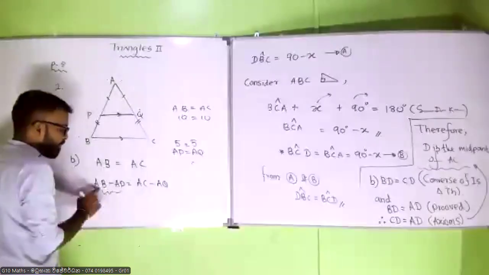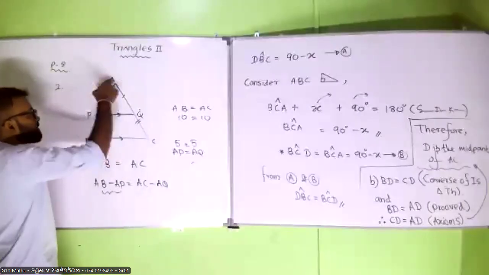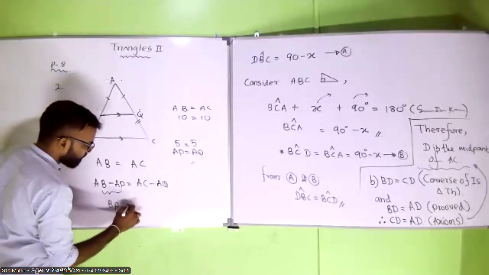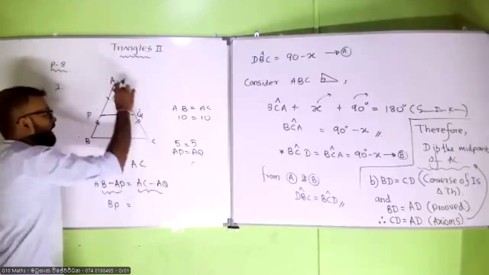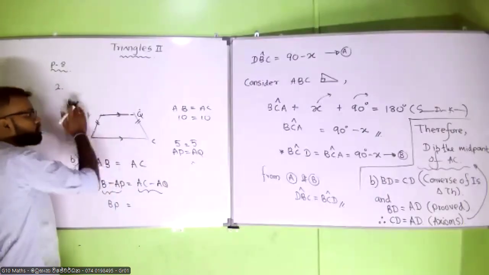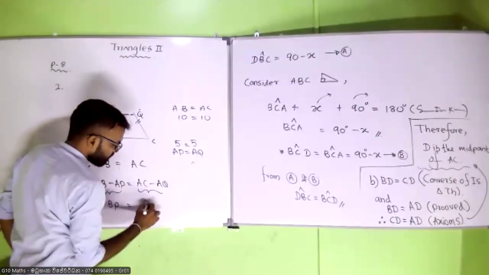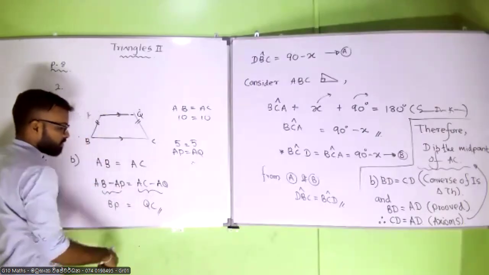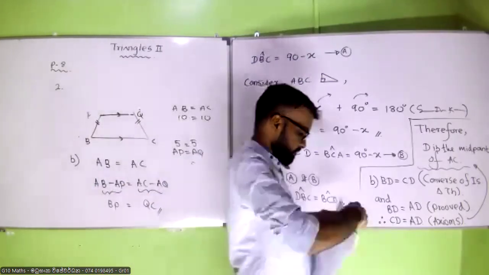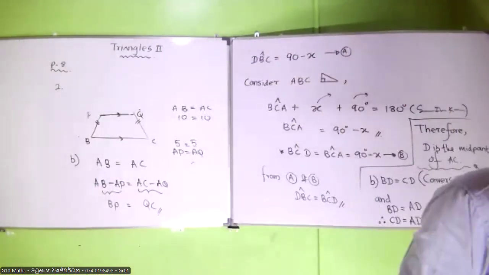AB minus AP is BP or PB, whatever, and AC minus AQ is QC. So this is it. Done.